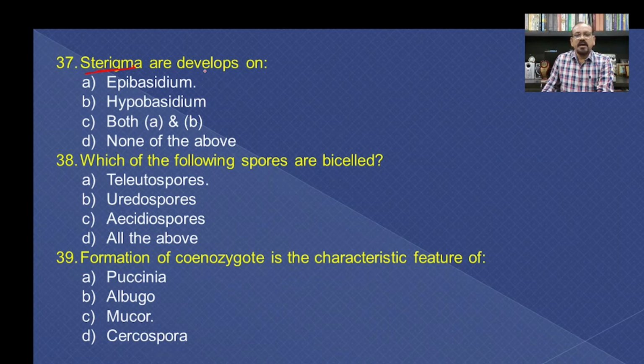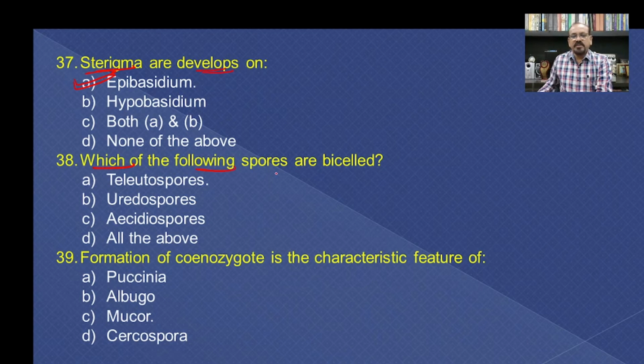Then, sterigmata are developed from. Earlier we have seen that from the epibasidium there is development of the sterigmata, through which the basidiospores are released after the formation from the teliospores, and hence A will be the correct answer for this question.